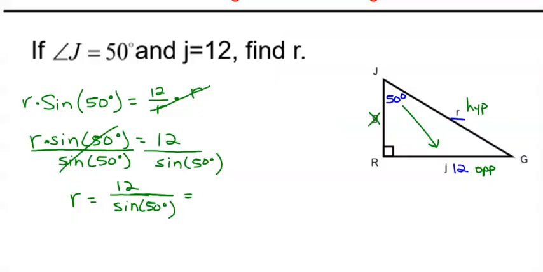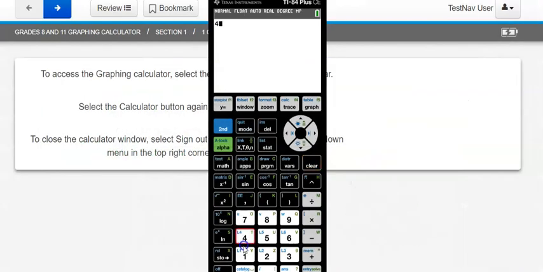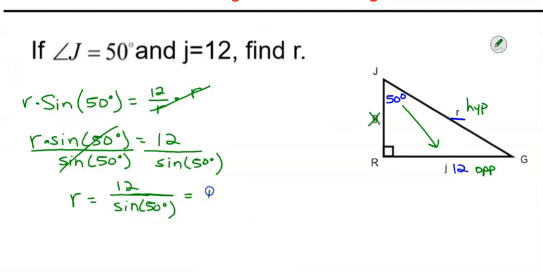And then we're just typing in, what was it? 12 divided by sine of 50. Sine button is right there. You don't need to click degrees or anything, just 50. And it's going to give you 15.66. We're going to round to the nearest tenth, so just one decimal. So 15.7. And we're done.